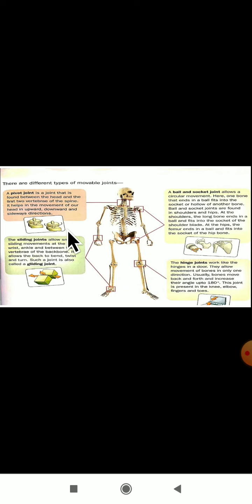Where is the pivot joint found? Pivot joint is found between the head and the first two vertebrae of the spine. Where is the pivot joint found? It is found between the head and the first two vertebrae of the spine.